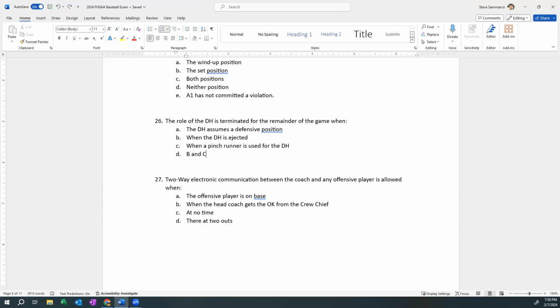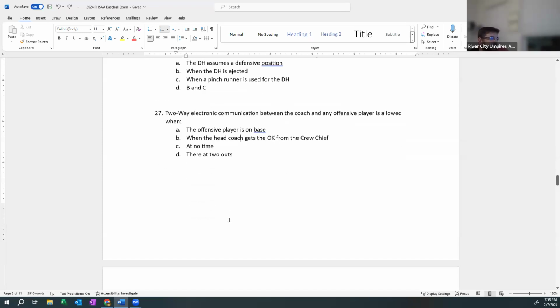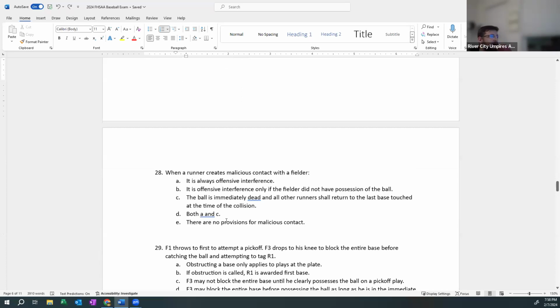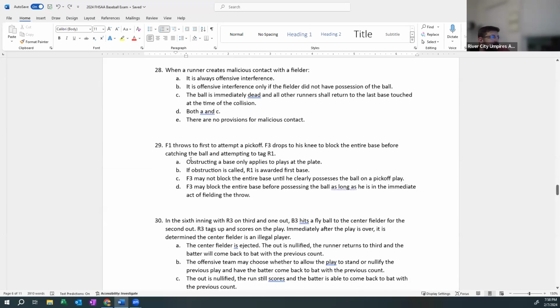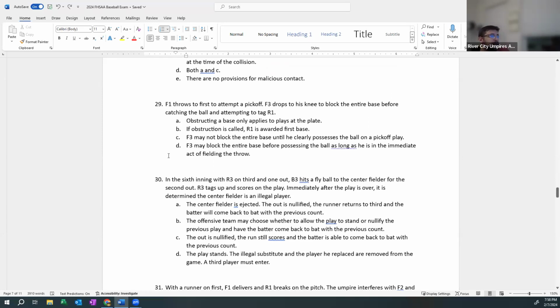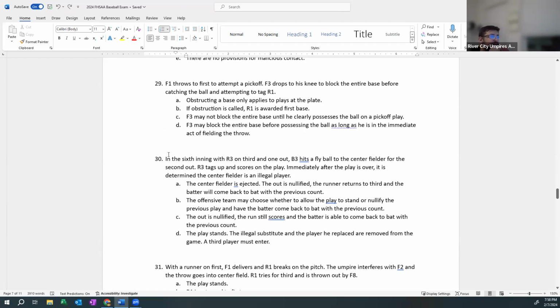Okay, all right, I'm going to ignore two-way communication. We already talked about malicious contact, right? F1 throws to first to attempt a pickoff, so number 29 here. F3 drops to his knee to block the entire base before catching the ball and attempting to tag R1. What do we got?